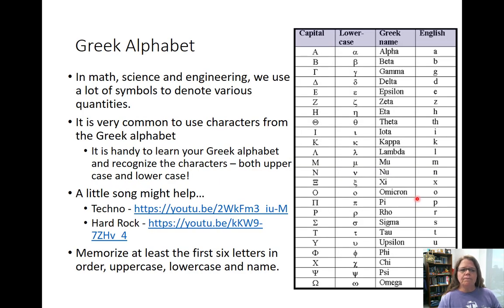So the Greek alphabet. In math, science, and engineering, we use this a lot. We use a lot of symbols to denote various quantities. And a lot of times it's the default symbol and it's out of the Greek alphabet. So it's very handy to get to know your Greek alphabet. So I'd like you to learn these. There's a couple of little songs here, might help it sink in a little bit, but in particular, to get started, let's memorize at least the first 6 letters in uppercase, lowercase, and what the name of it is.